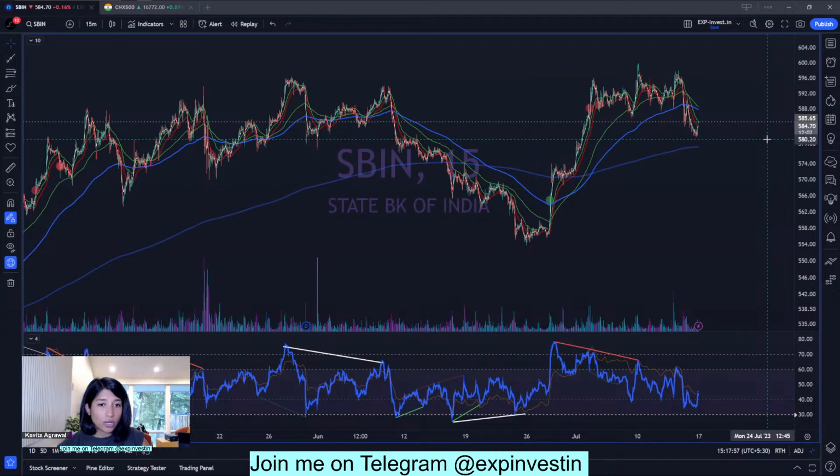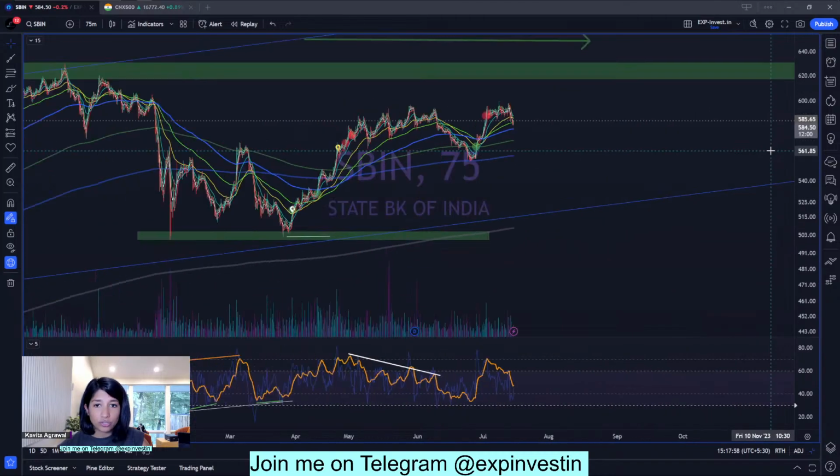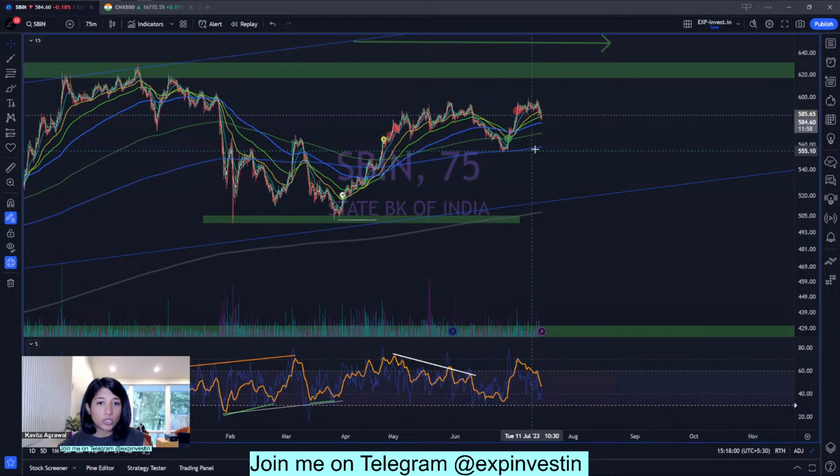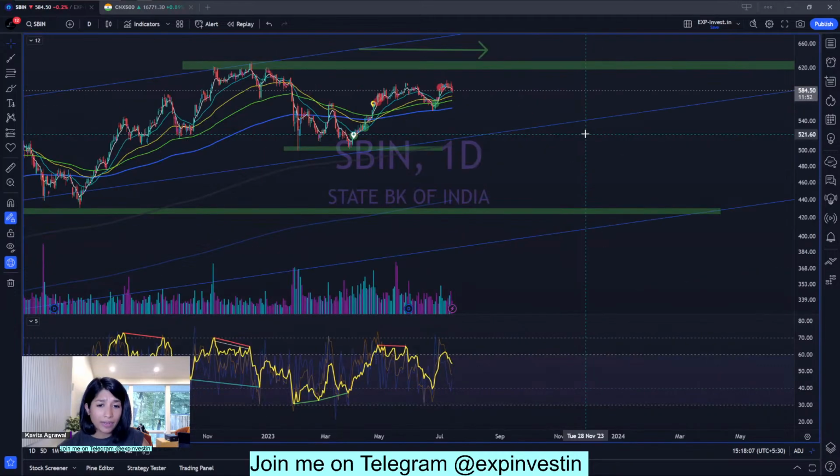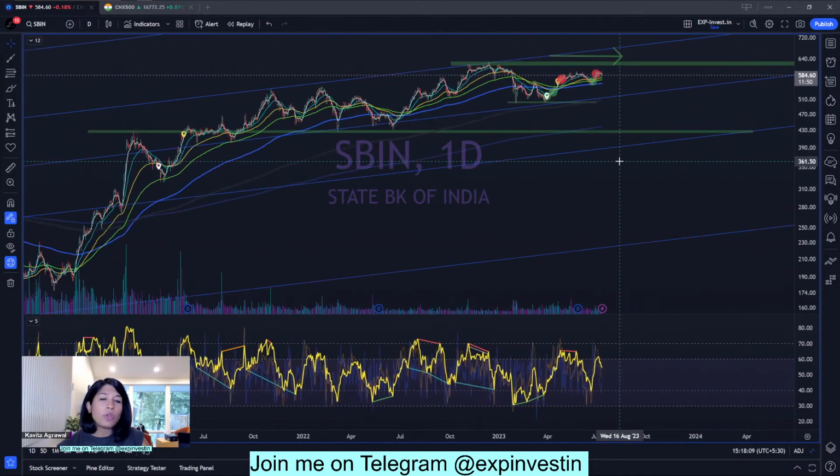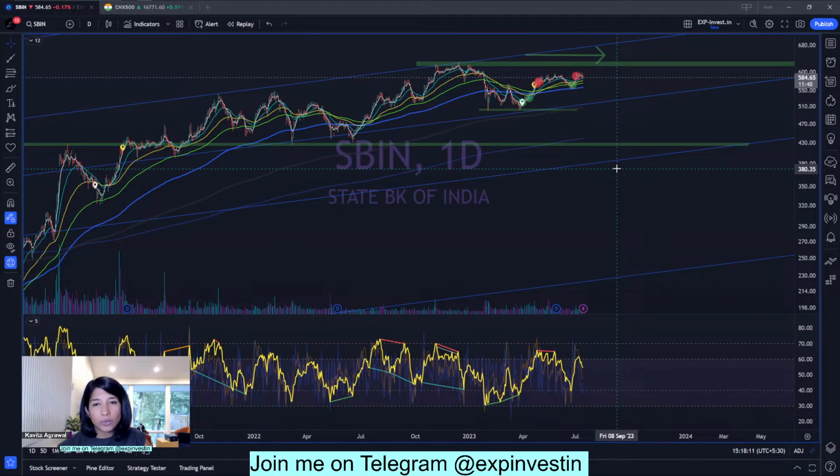I think the stock can give a little bit more correction here. I would want to see the stock at least go down to 570 level before any short-term activity. And even from a long-term perspective, SBIN is not looking like the best bet out there, so I would suggest you not to go for it. There are a lot more better opportunities available even for long-term investments.